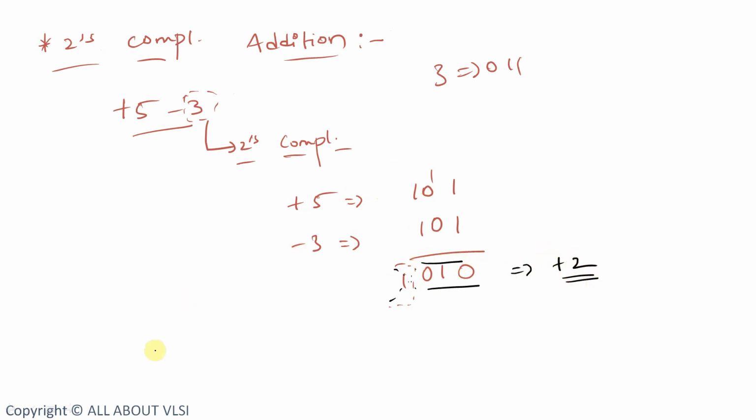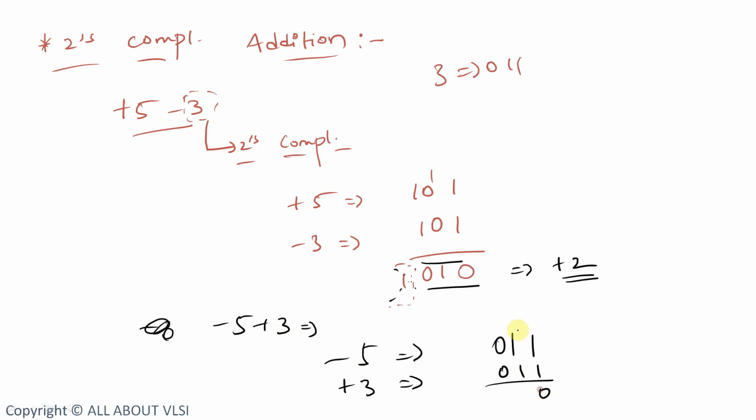Whereas in the case of, let's say, minus 5 plus 3. Let's see this. Minus 5 is nothing but 1 1 0 and plus 3 is nothing but 0 1 1. So adding 1 1 0 and 0 1 1, we are not getting any carry. So our resultant is a negative number.